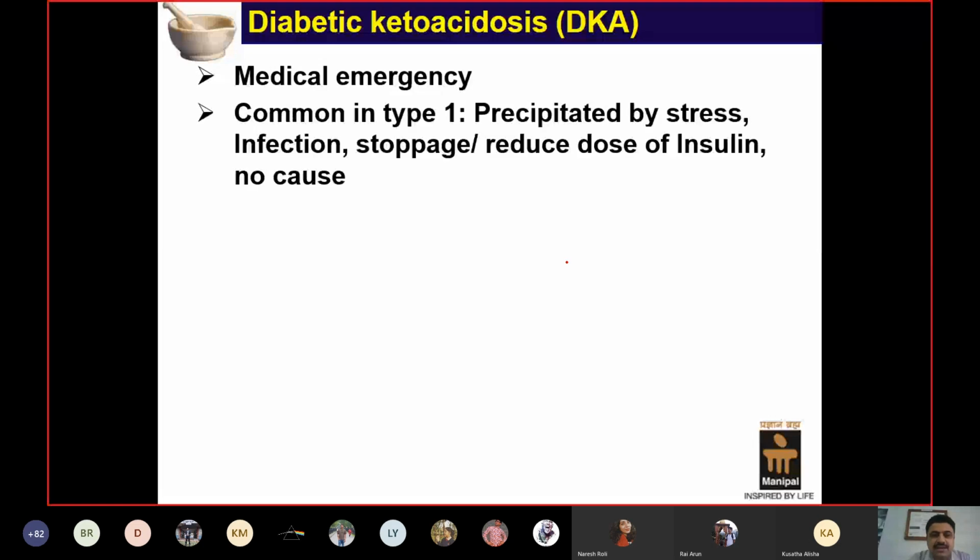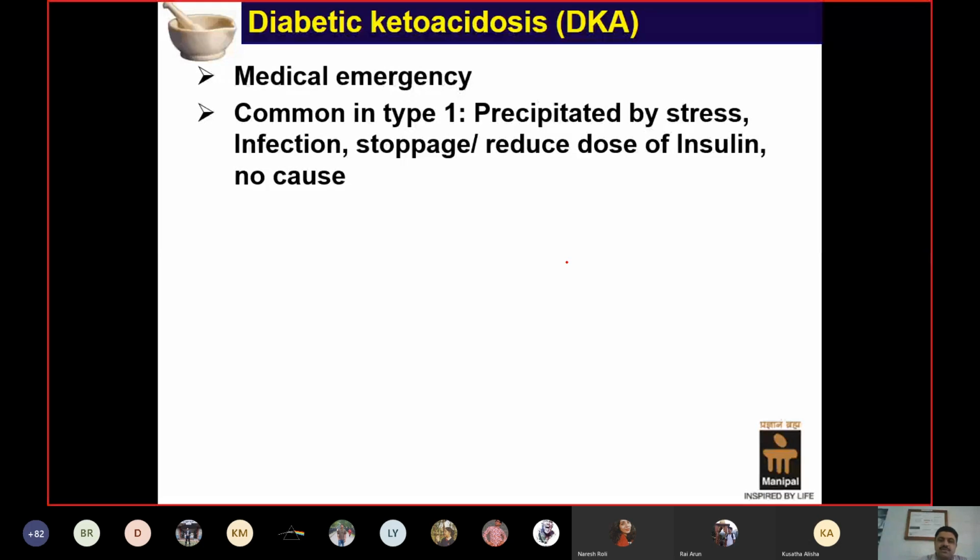It is a medical emergency, and it is common in type 1 diabetes mellitus. In type 1 diabetes patients who are taking insulin, it is more common, and there is a precipitating factor for diabetic ketoacidosis. This precipitation could be due to stress or infection. What they do is increase the corticosteroid level in our body, and corticosteroid acts opposite to insulin, isn't it? So that is why the glucose level increases very high.